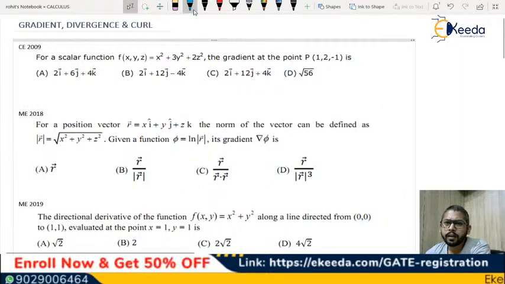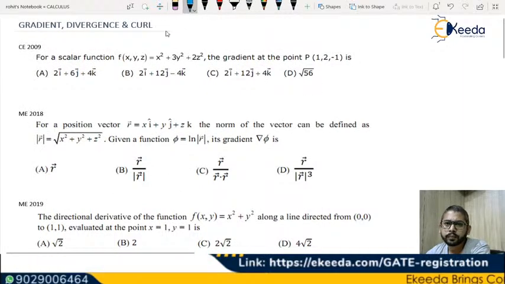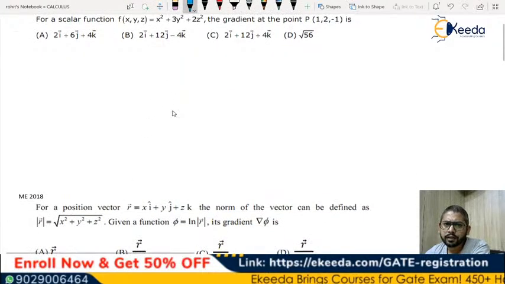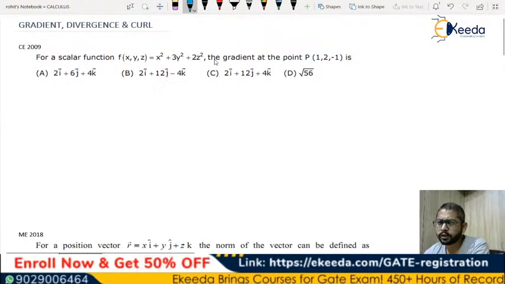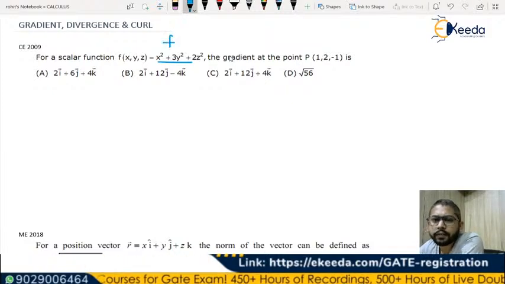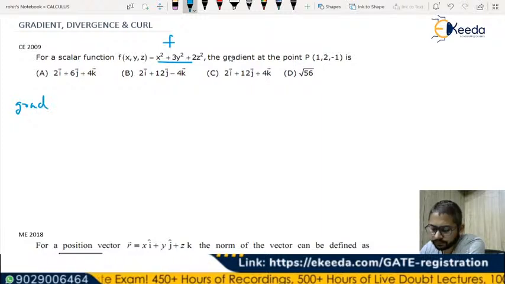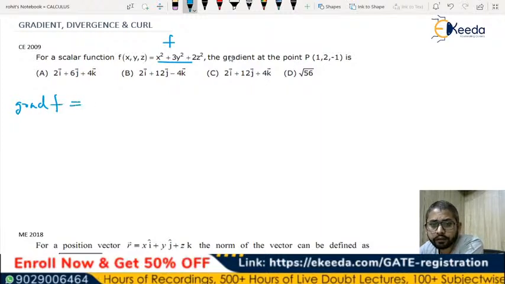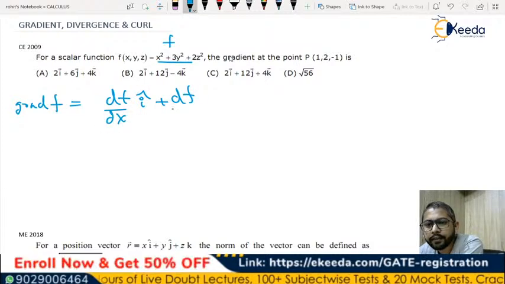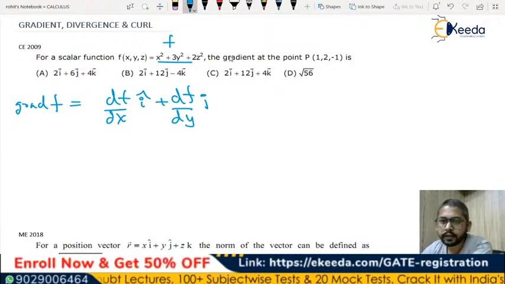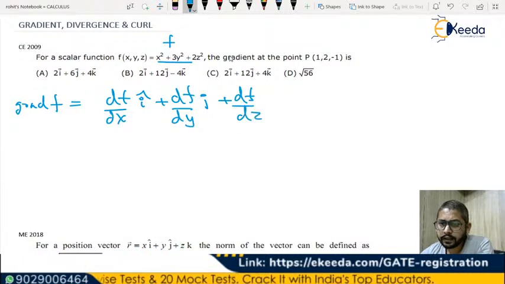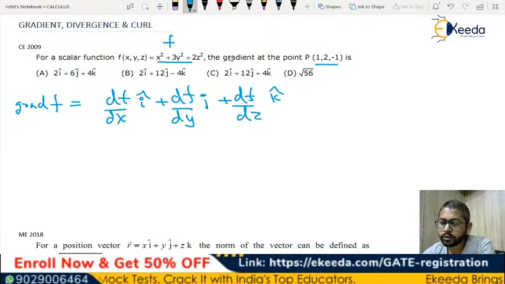So let's start with the first one. Simple one. So there are quick calculations, and let's hope we don't take much time here. The first one is, this is your f. Fine, this is your f, and the gradient of this function will be df by dx, I component, df by dy, j component and df by dz k component, and of course then you'll have to put the values, right?